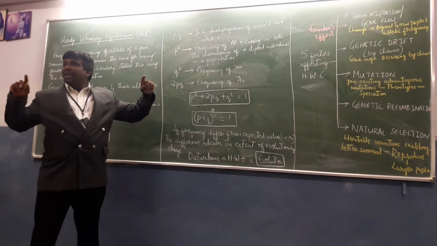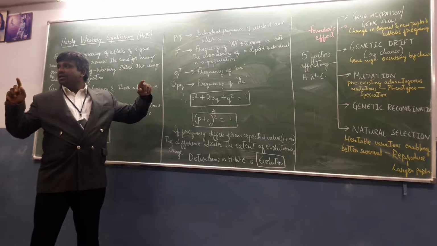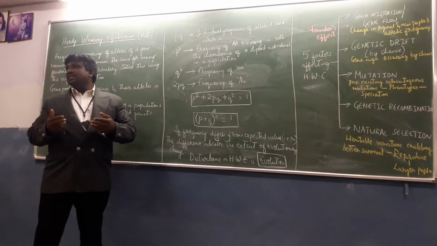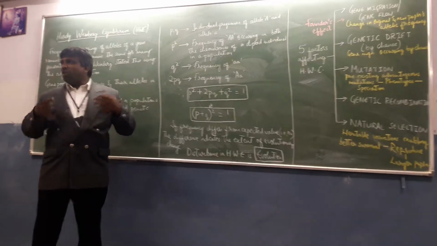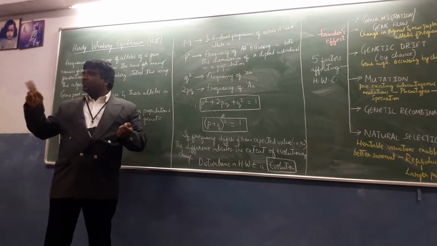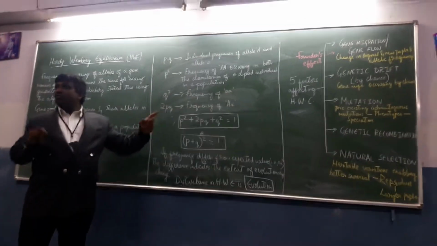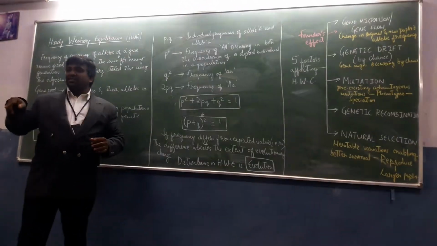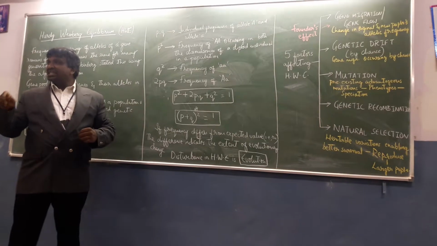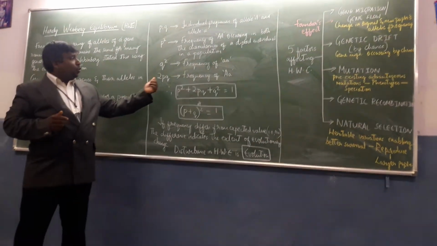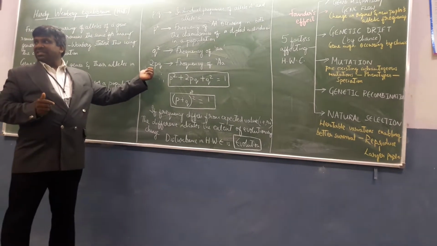Frequency of double AA genes occurring in both the chromosomes of diploid individuals in a population. We are all diploid individuals. We have two sets of chromosomes. Then Q square is the frequency of homozygous recessive gene or recessive allele in a given population. Okay, 2PQ, what does it represent?